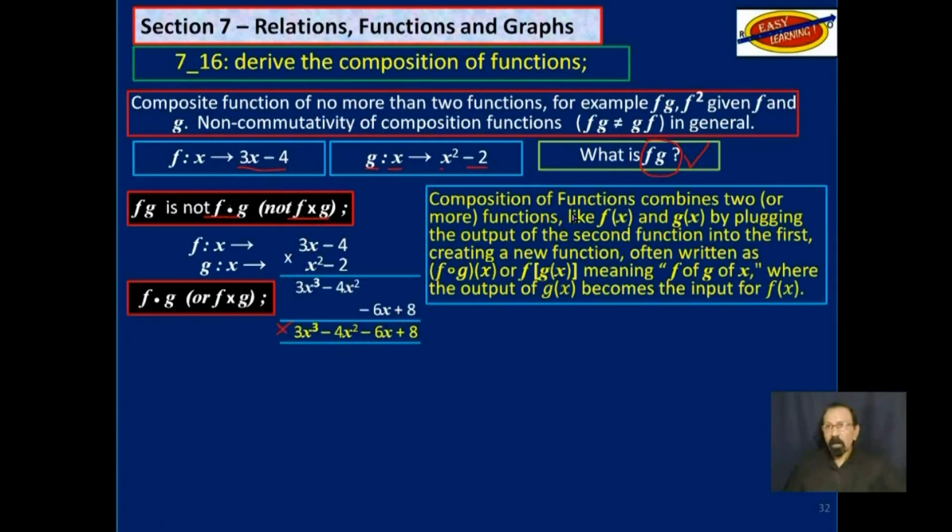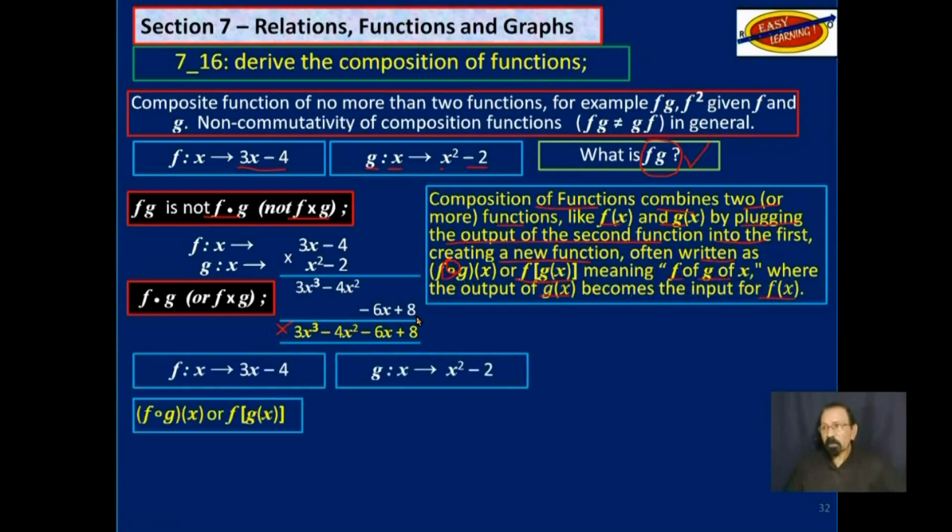So as I said, composition of functions combines two or more functions like f of x and g of x by plugging the output of the second function into the first, creating a new function often written as f circle g of x, f o g of x, or f of g of x, where the output of g of x becomes the input for f of x.